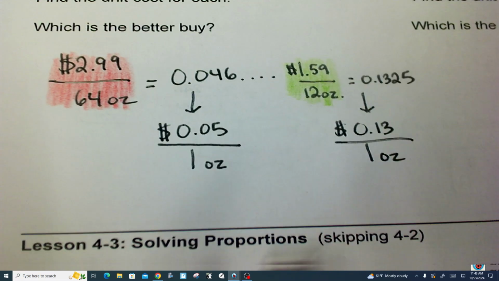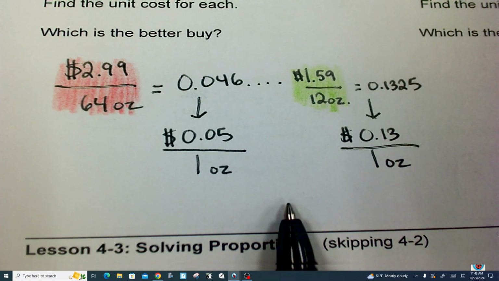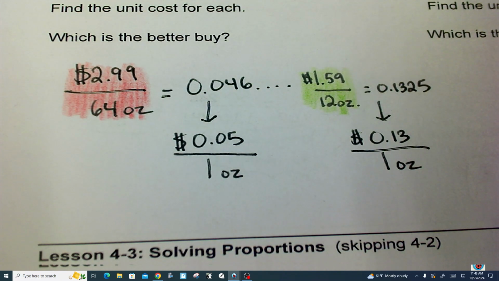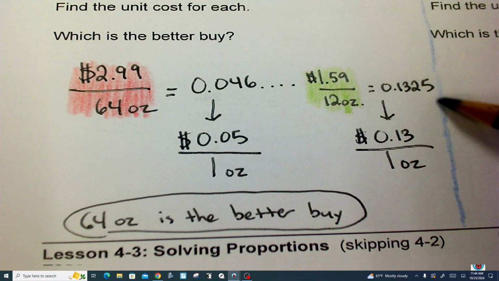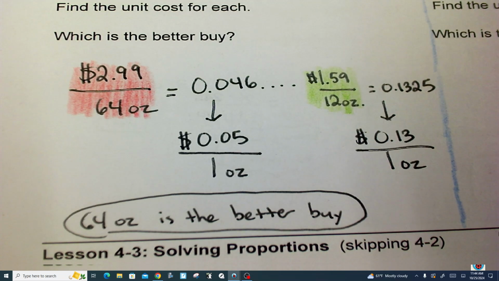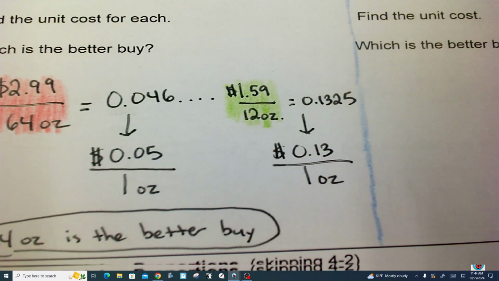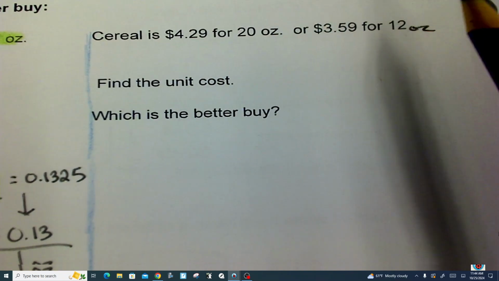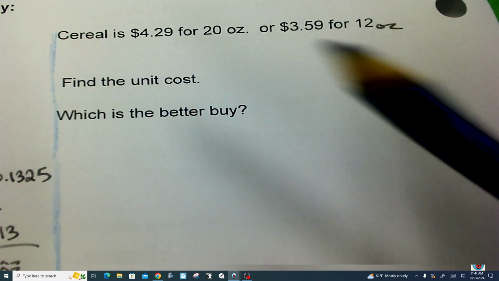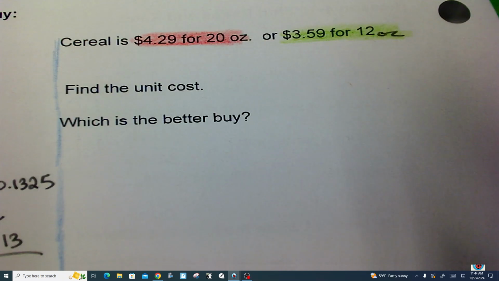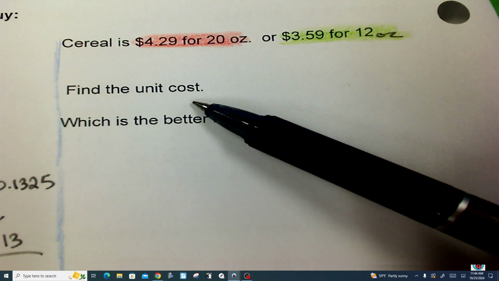So this is a story problem. Let's just do a restatement right here. 64 ounces is the better buy. Now, hopefully you didn't go too far over here, but you might want to draw a line here. Maybe you do, maybe you don't. But let's go over and do the same thing again with cereal. So let's go color code our information right here.